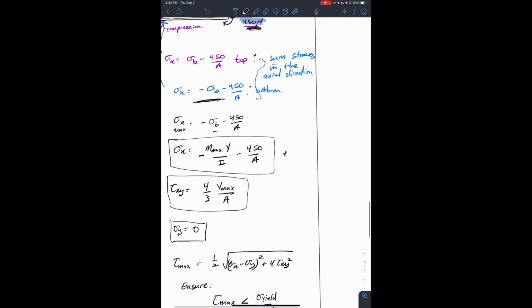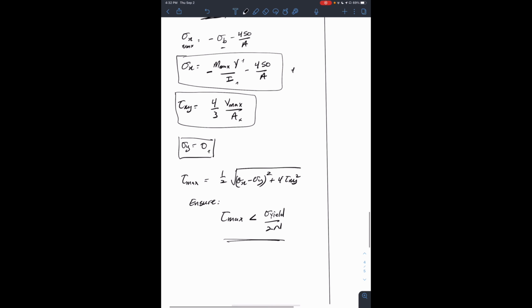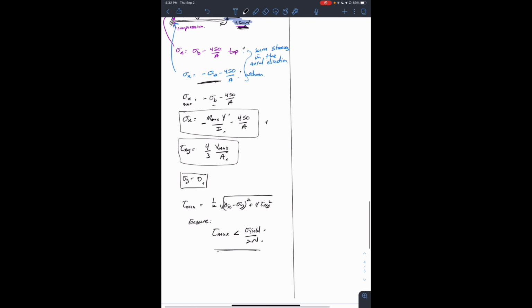You can see more or less we're repeating the same values. The y is the same, I is the same, area is the same. Sigma y is the same, that is 0. Sigma yield on 2n will always be the same. So what we can do now is set up an Excel sheet to do these calculations, to simplify life.